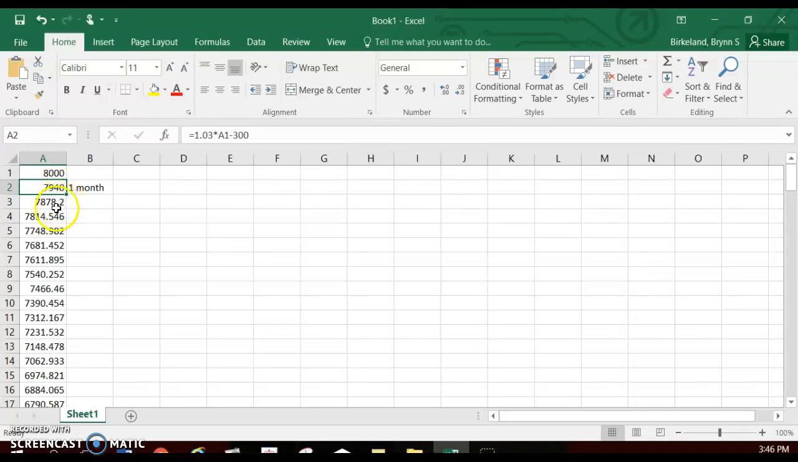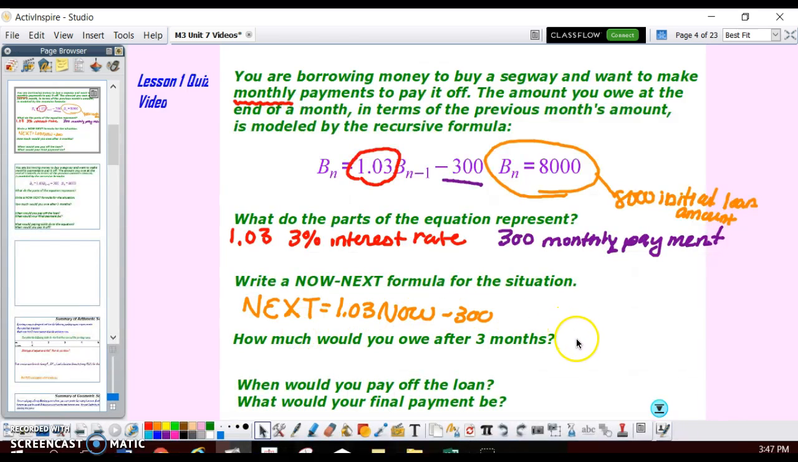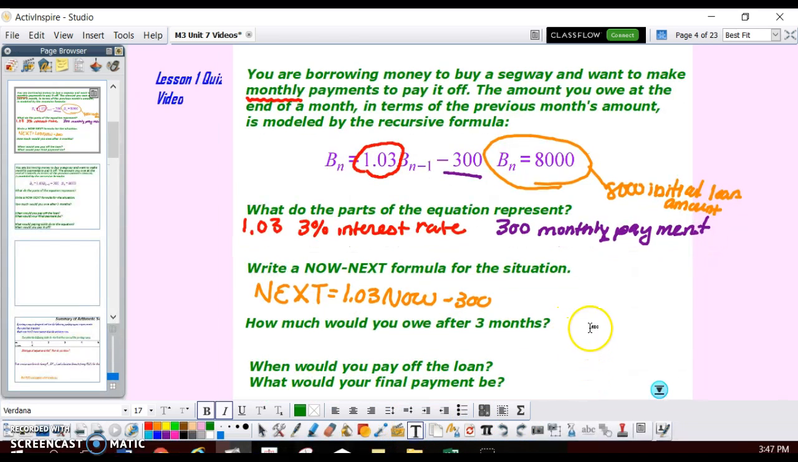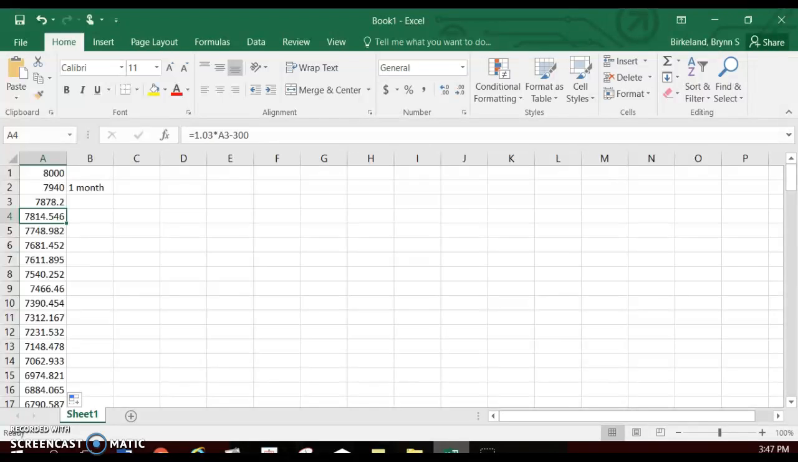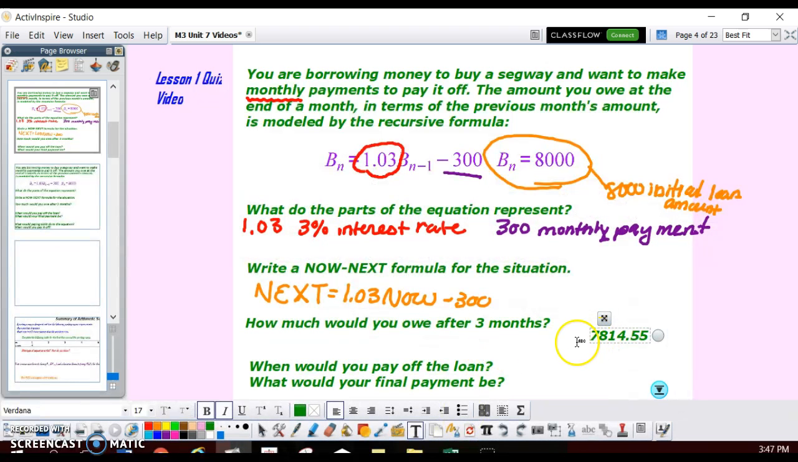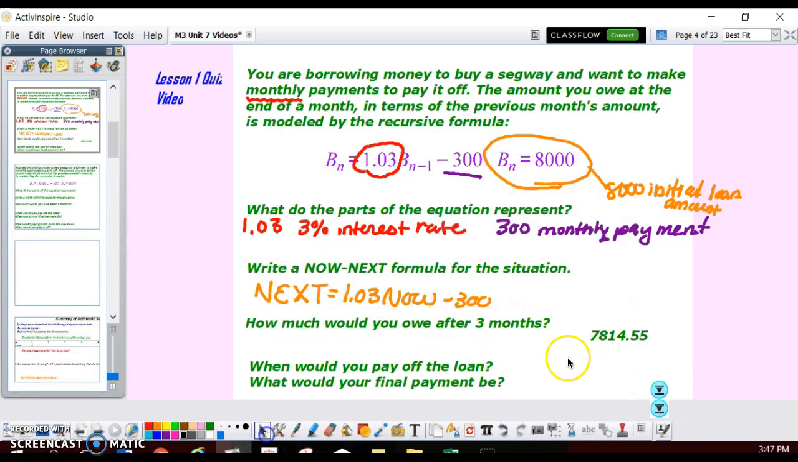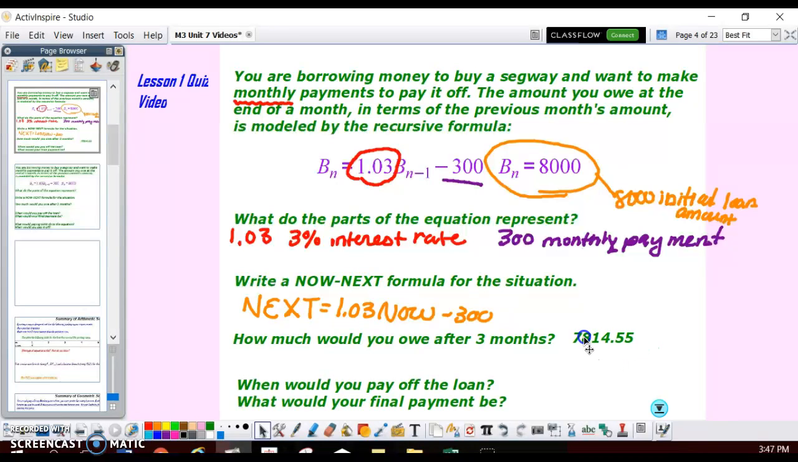Look what interest does to you. You definitely still owe almost as much as you started out with because of that interest. There's 1 month, there's 2 months, there's 3 months. So this would be what I'm looking for. And I'll just type this in here after 3 months, $7,814.55. Perfect. So that's what I will owe still after 3 months. That is my total bill 3 months down the road.